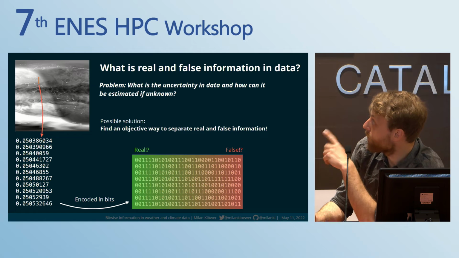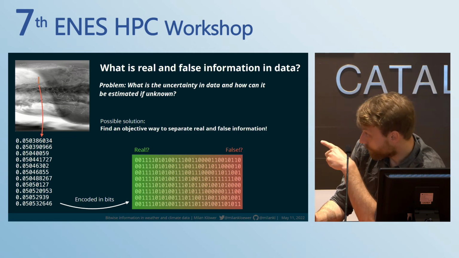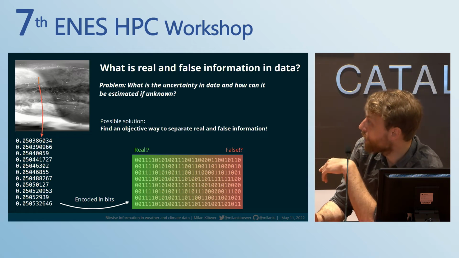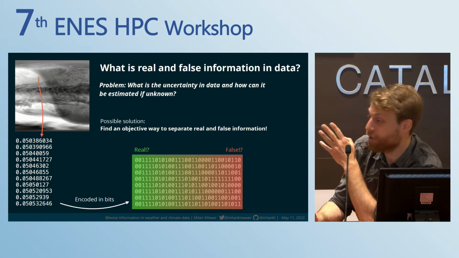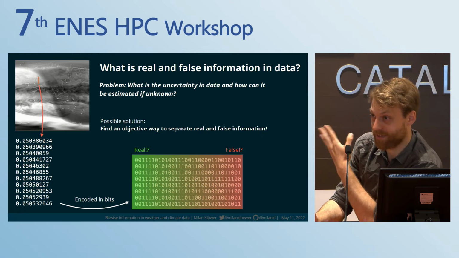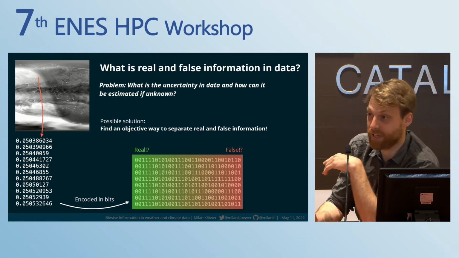So here's just an example. Imagine you have some kind of field. If you represent this in normal decimal numbers, then let's say you have some values there. You see that the 0.05 is something that all of these values have in common. However, the trailing digits just seem to be somehow random.